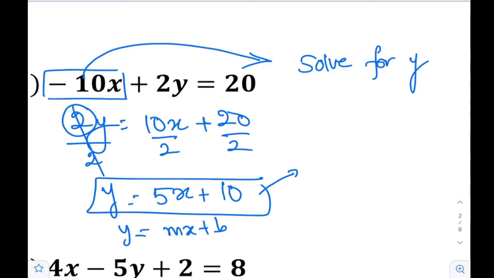Let's check our understanding. What is the slope now then? It's 5. What is the y-intercept in this case? It is 10, by comparison only.